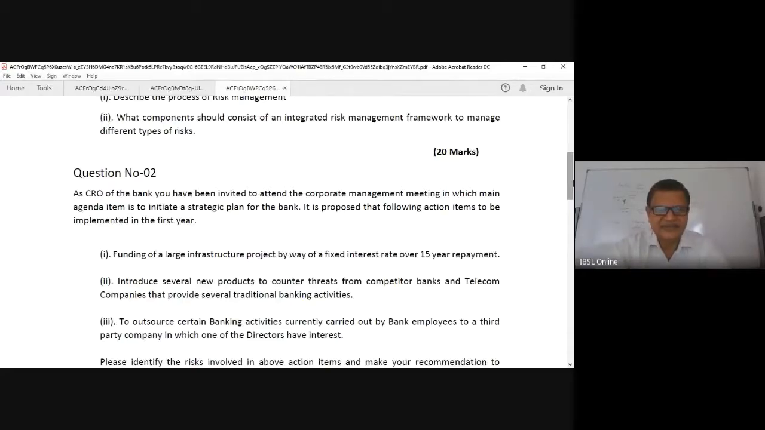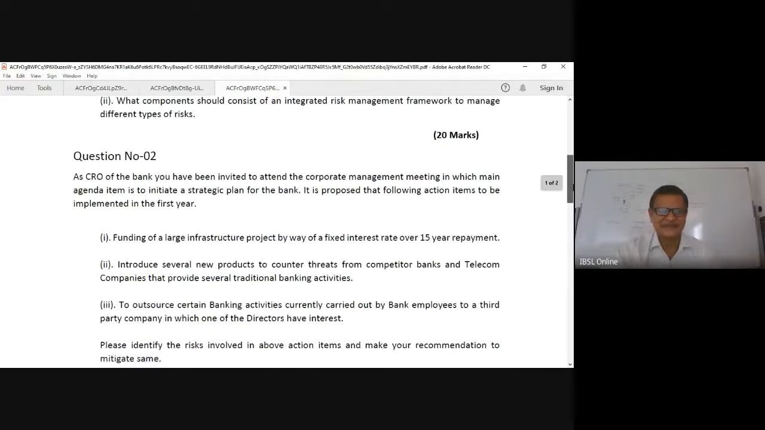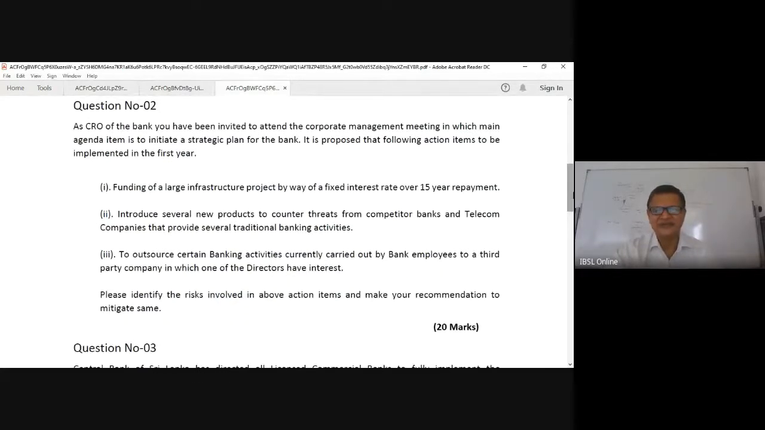So third one is outsourcing activity of the bank. Now, since you are the chief risk officer, what they're asking is under these three instances, please identify the risk involved in each action item and make your recommendation to mitigate same. So you have not been only asked to identify the risk involved, but what you could do to avoid those risks and to take calculated decisions in order to enhance your profitability.